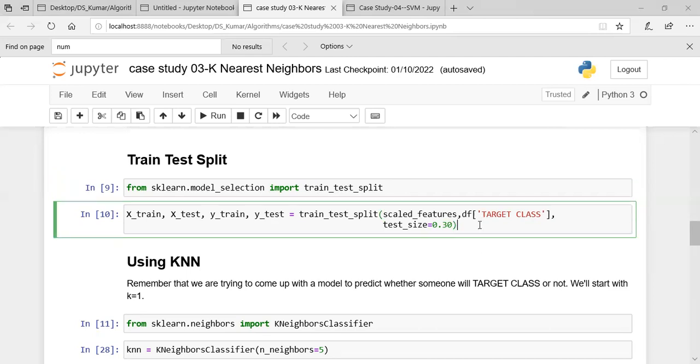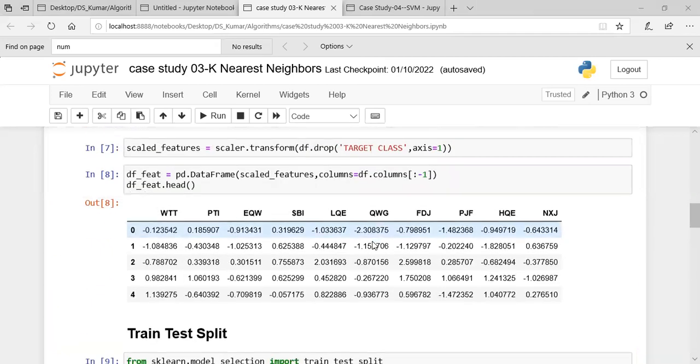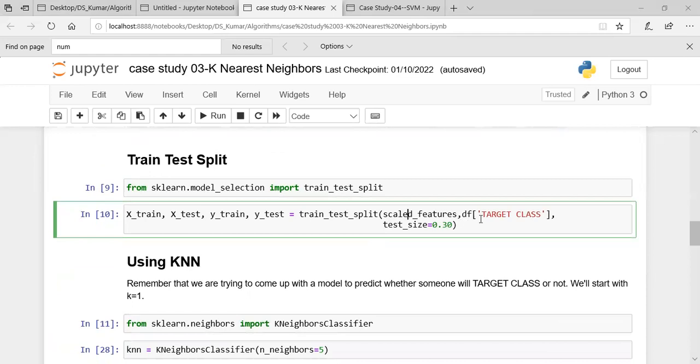Now, if you refer to this point, the X value here is the scaled features, just the names are changed, friends, that's all. And your Y value is the df of label or target class. What about this test size, friends? We are taking 30% of our data for testing. That means, what is the train size? 70%. This is 70% training data. If I'm taking test size 0.25, obviously the training is 75.